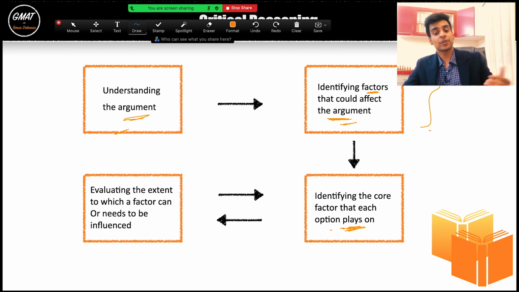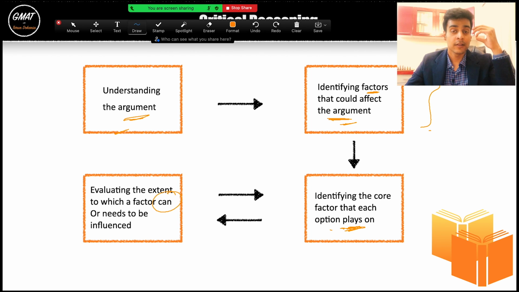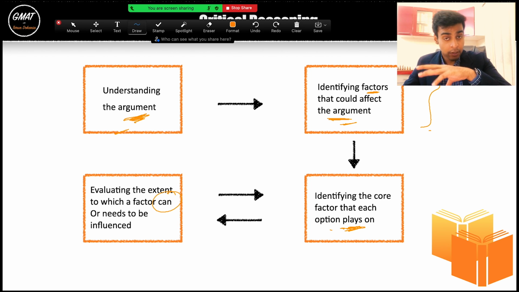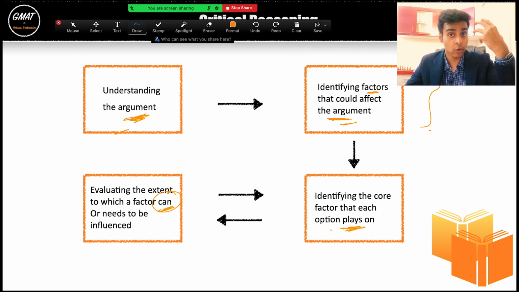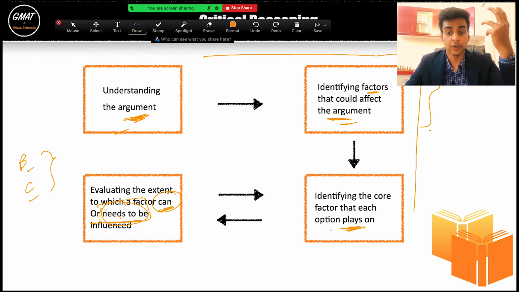Finally, evaluating the extent to which a factor can or needs to be influenced. When I say can, we can't change facts, right? If something is stated as a fact, which we'll spot here, we can't change that. So this can becomes very important. These are where traps come from. Needs to be is the distinguishing factor between the toughest of options, right? You'll find options B and C both talking about a factor that does matter. How do I choose between these two? They both seem relevant. That's where we need this. So this flow of steps from here to here to here is essentially the level of your question.